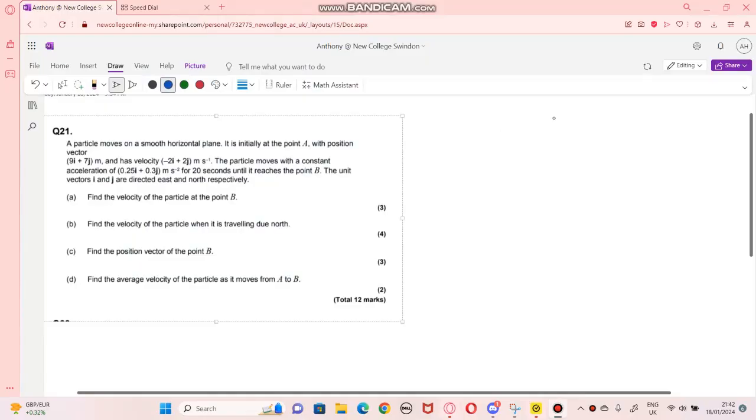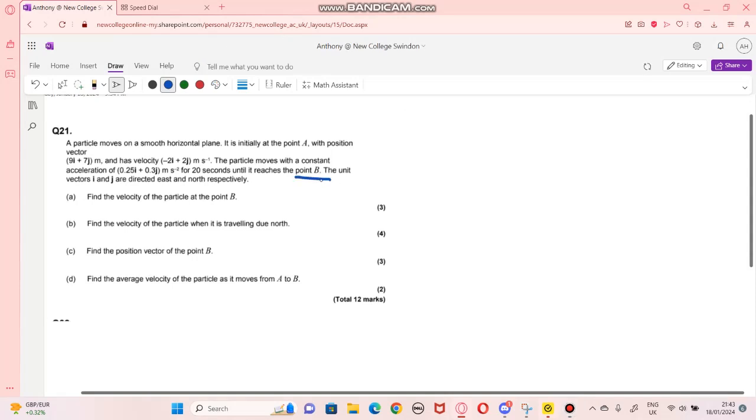So this is question 21 on vectors. The question starts off: a particle moves on a smooth horizontal plane. It is initially at point A with the position vector 9i + 7j and has a velocity of -2i + 2j meters per second. The particle moves with a constant acceleration of 0.25i + 0.3j meters per second squared for 20 seconds until it reaches the point B. The unit vectors i and j are directed east and north respectively.